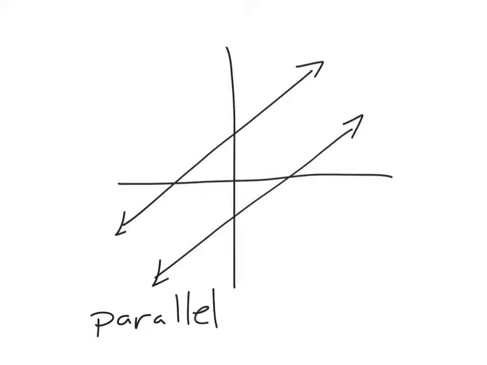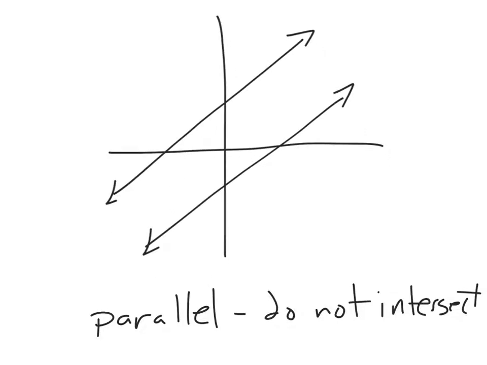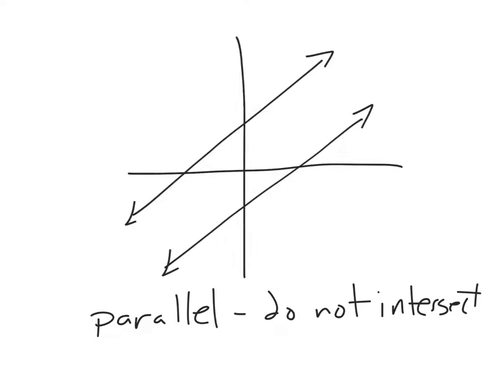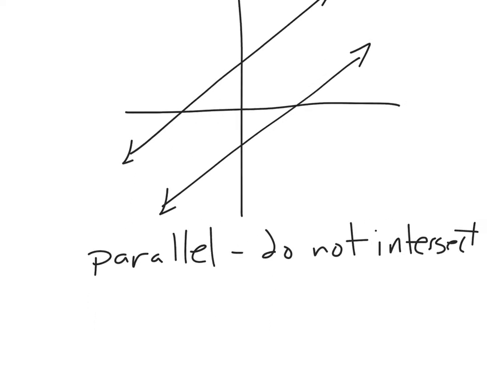And parallel lines, by definition, do not intersect. And so, since they don't intersect, they can't have a solution where one ordered pair will make both equations true. And so, if you wind up with parallel lines, then what you have, of course, is no solution.